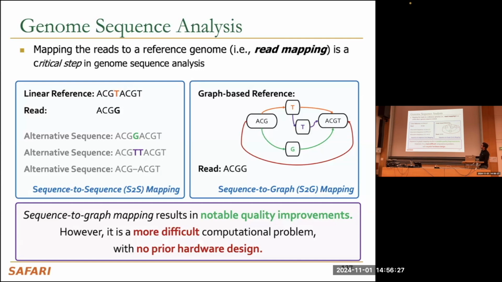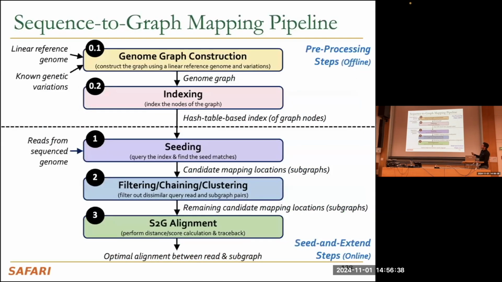And if you use a graph, you can annotate the potential variations inside the graph so that you can perform more accurate analysis. So sequence to graph is useful. And these are essentially the steps in the sequence to graph mapping. So this is mostly similar to regular linear reference genome mapping. What is mainly different is basically the seeding.